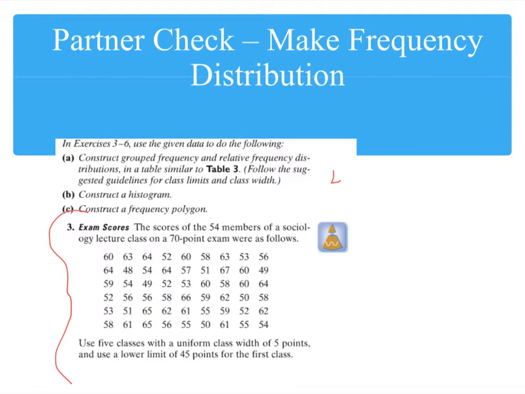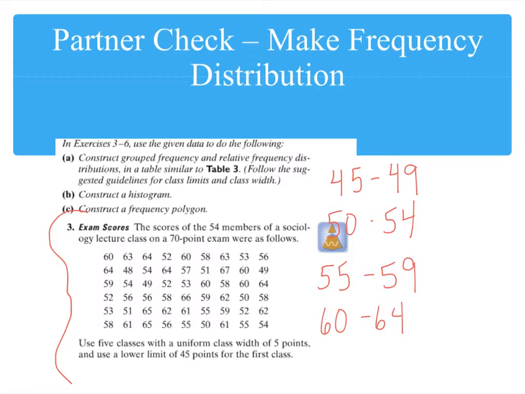So that's going to tell us that we've got to go from 45 to 49. That's 5 because 45, 46, 47, 48, 49, that's 5 scores. So remember, it's not going to go all the way up to 50, so be careful about that. The next one would go from 50 to 54, from 55 to 59, from 60 to 64, 65 to 69, and then we're going to go from 70 to 74.